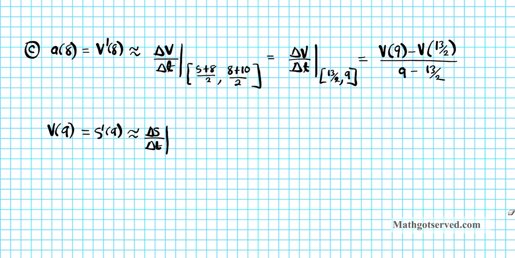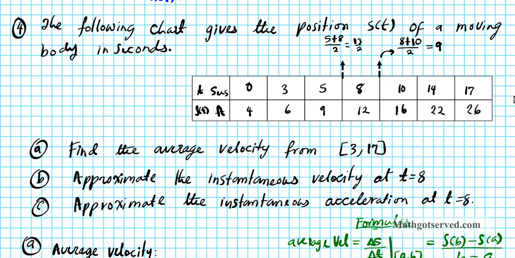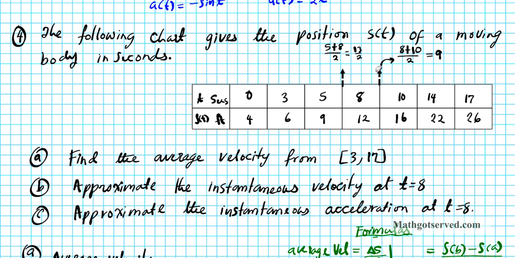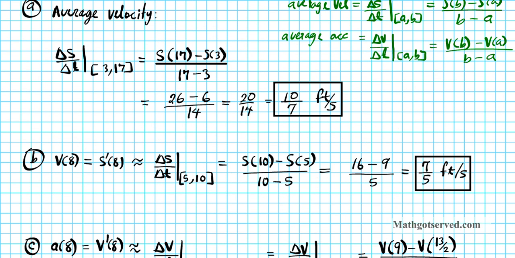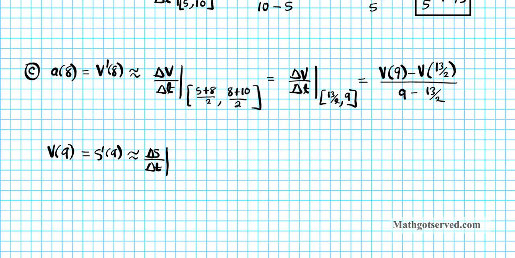Okay, so what's the interval around 9? Let's scroll back up. The interval around 9 is 8 and 10. Okay, so we're going to be going from 8 to 10 to calculate the average velocity.